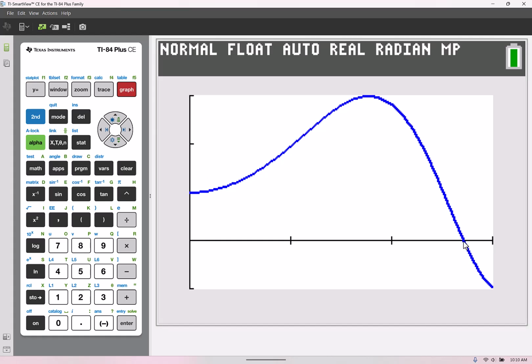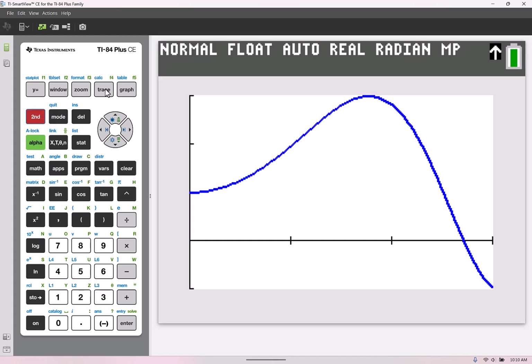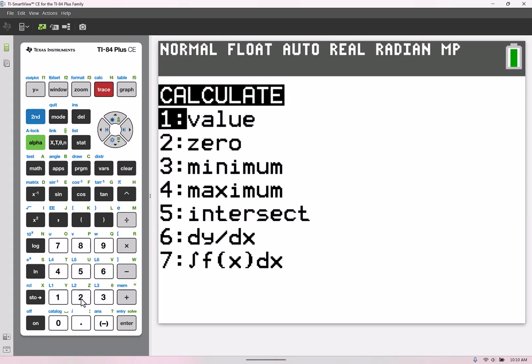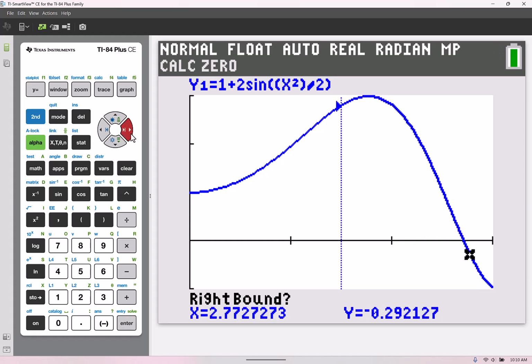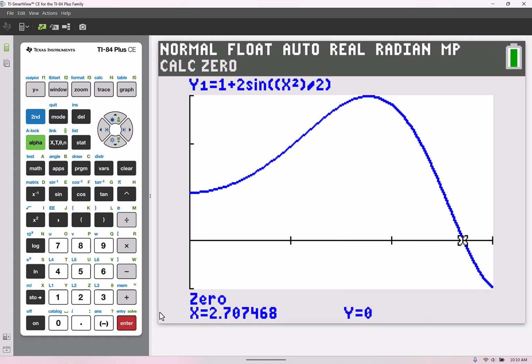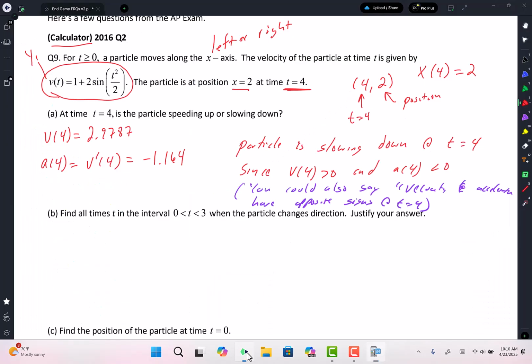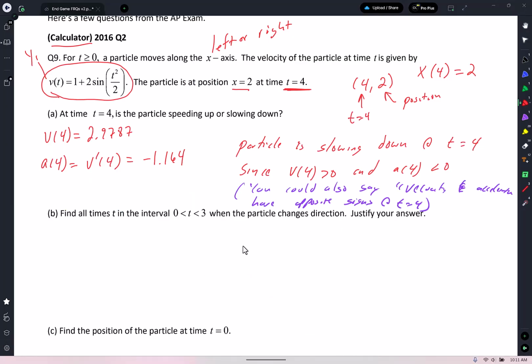And it only changes directions one time. Do you guys see that? So I'm going to go second calculate, and I'm going to put number 2, zero. And yes, left bound, enter, and then right bound, pass that where it crosses the x-axis. Does your graph look like my graph, guys? Okay. So I make mistakes too. So there it is, 2.707. And I don't think I need that time, so I'm not going to store it anywhere.